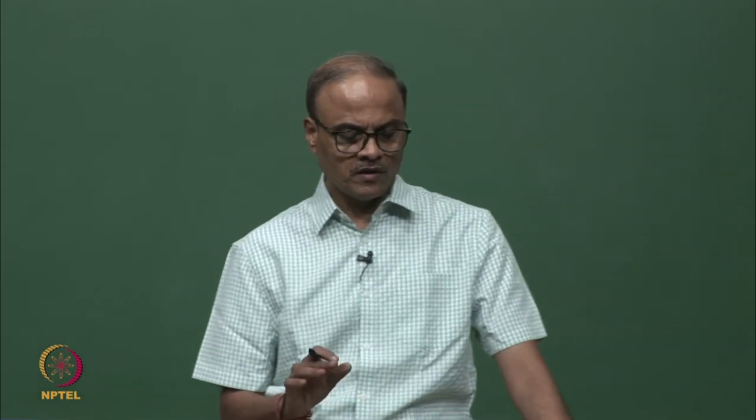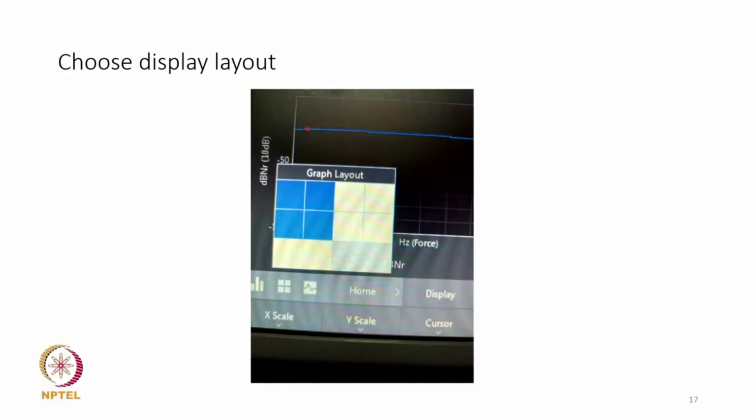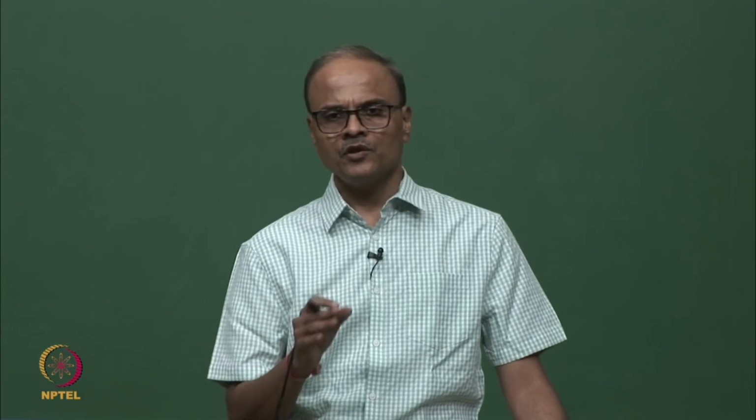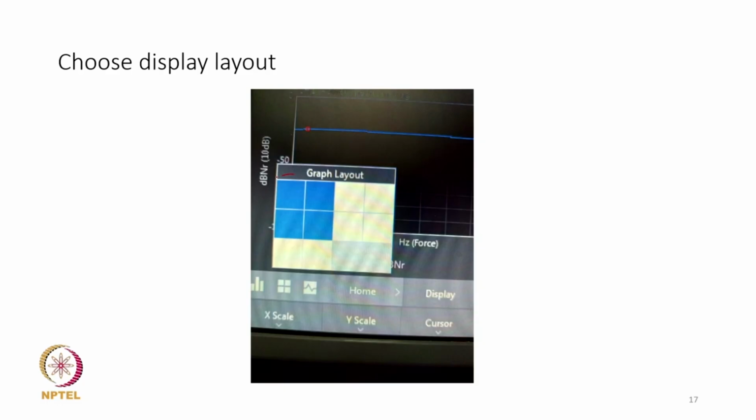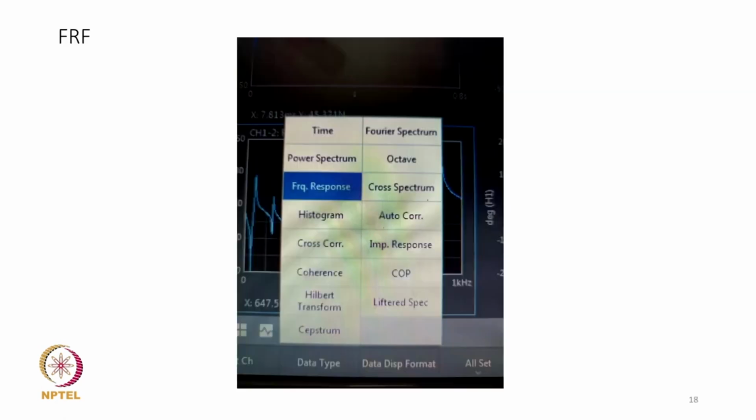Now we choose the display layout. We would like to have the time histories of the two channels, the force history and the response history, and then we would also like to see the spectrums, and that is why we have chosen a layout where we can display 4 graphs on the screen. Now we choose what kind of spectrum we want, and we have chosen the frequency response, which is nothing but the FRF.